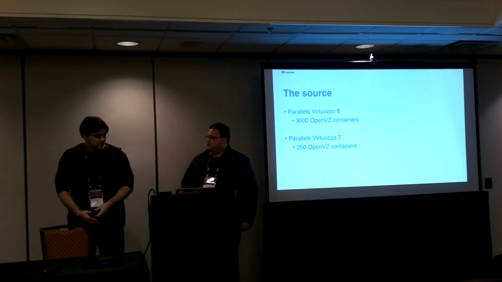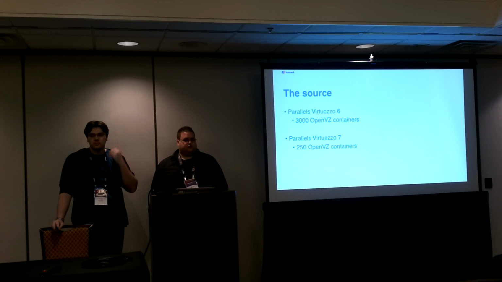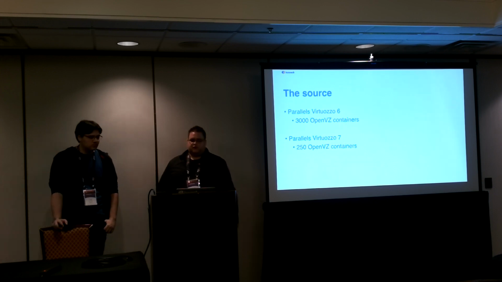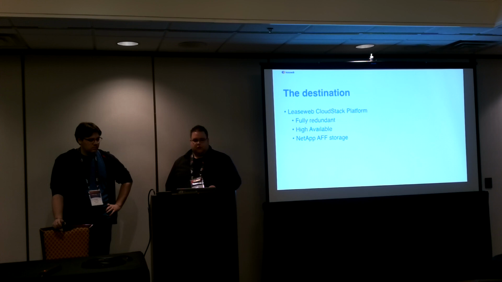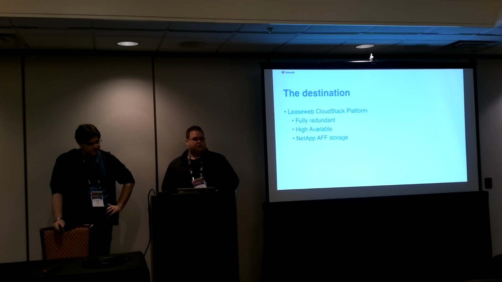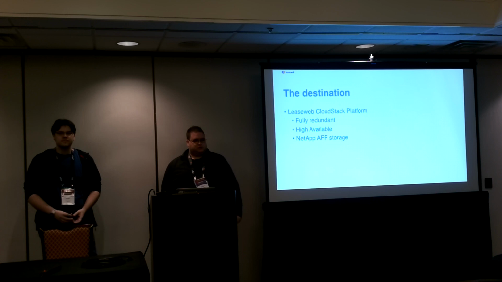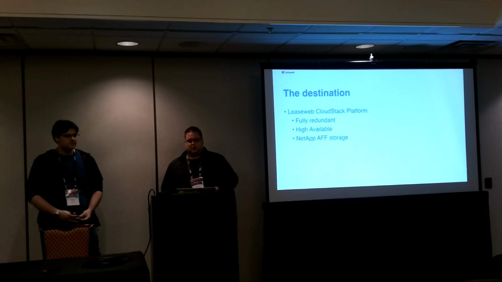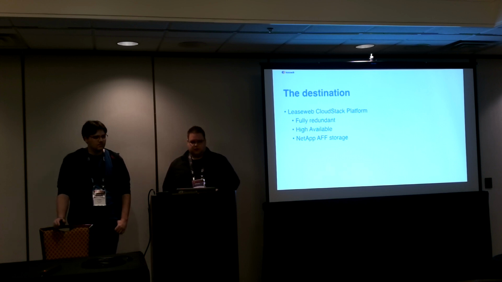The source where all these containers are coming from: 2 platforms that were running at Servint. One Parallels Virtuozzo 6 platform that had 3,000 containers running, and one Parallels Virtuozzo 7 platform that had about 250 containers running. We migrated these machines to our Leaseweb CloudStack platform, which we built fully redundant and highly available, including NetApp attached storage, full flash for performance. Network all redundant, power redundant, to make sure that everything stays up and running in case of a failure.